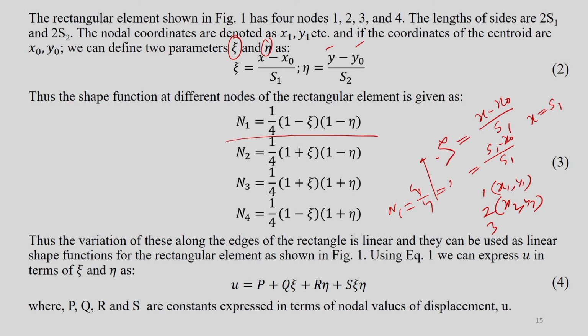Now, thus the variation along the edge of the rectangle is linear. So, they can be used as linear shape functions for the rectangular element, as shown in figure 1. Therefore, using equation 1 we can express u in terms of xi and eta. So, we can represent the displacement in terms of xi and eta, where p, q, r, s are constants, which we can evaluate and express in terms of the nodal values of the displacement u. This way we introduce a local coordinate system for each and every element, and then it will be easier to evaluate the integrals over this particular problem.